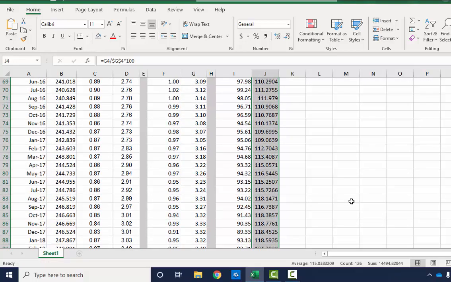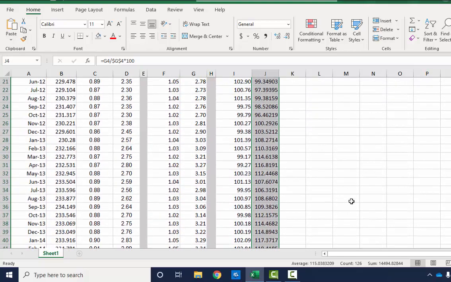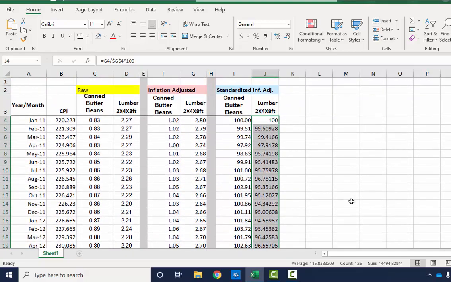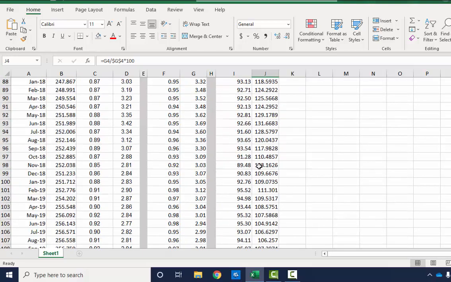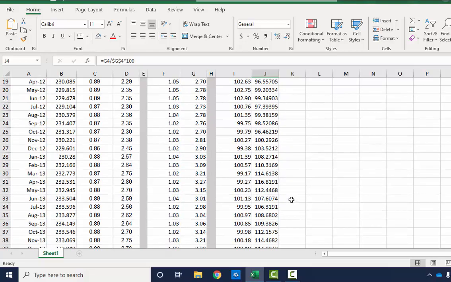So I picked lumber because I hear in the news, in fact, actually I knew already, that lumber prices have just gone crazy. So look at this. So this index at 100, butter beans was indexed at 100. They're not so far apart. Actually, lumber is falling compared to butter beans way back in 2011. But you get to the present, look at the difference. Butter beans that are at the index number 95.7 and lumber is way up here. So now let's graph that.